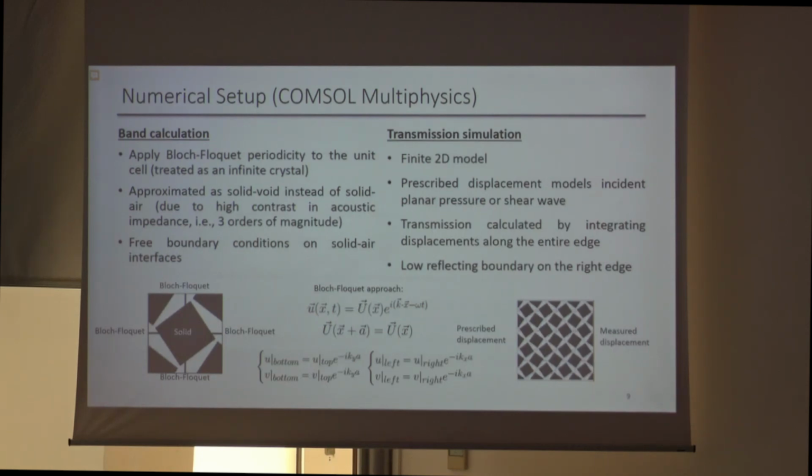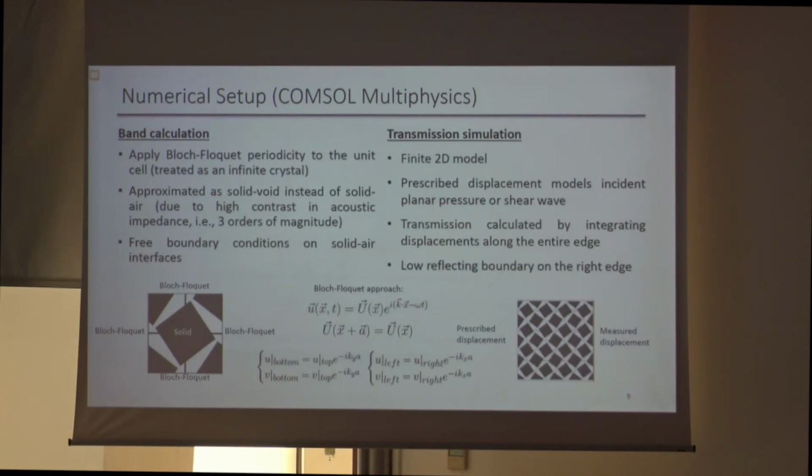So basically, scan for all the k vectors. And then we also do the transmission loss, where we shake the left side and measure displacement on the right side, either longitudinally or transversely. So we can mimic the pressure wave or shear wave excitation. And later I will show you our experimental setup.